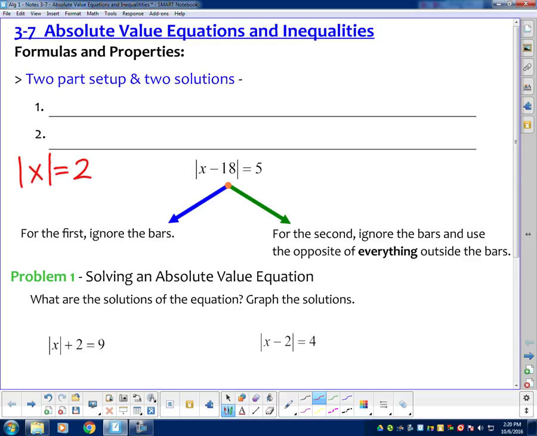If I plug in a 2, the absolute value of positive 2 is positive 2. If I plug in a negative 2, the absolute value of negative 2 is also positive 2. So how many answers do I have for x? 2 answers, right? 2 and a negative 2. So when you have an absolute value, you always have 2 answers.